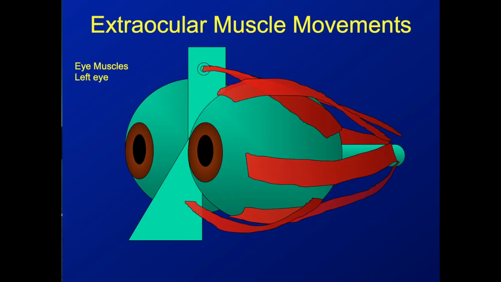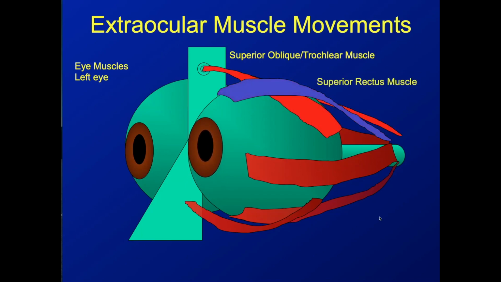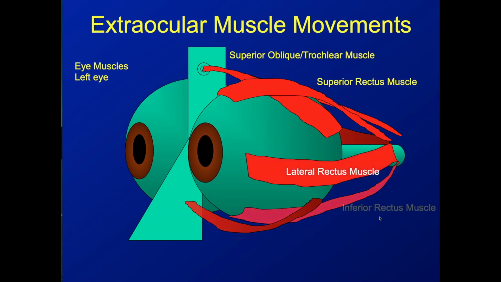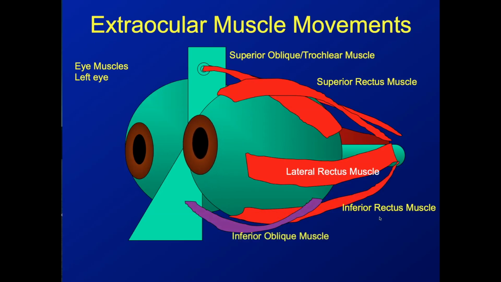As a review, I show how each individual muscle is capable of moving the eyeball. Let's look at this left eye that has the 6 eye muscles attached. We start with the superior oblique, the superior rectus, the lateral rectus, the inferior rectus, the inferior oblique, and the medial rectus.